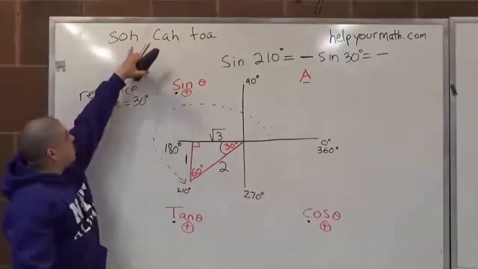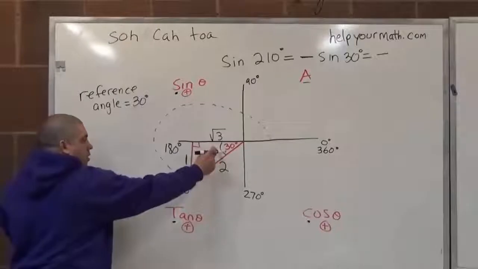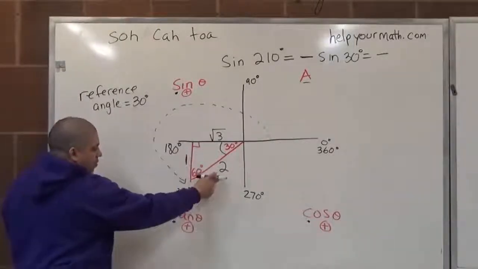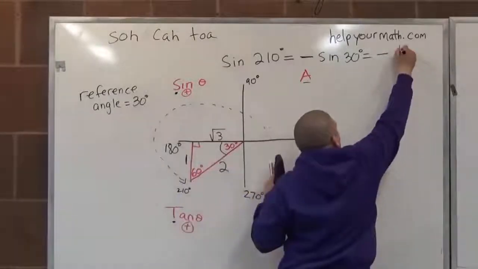Sine is opposite over hypotenuse. So over here, this is the opposite side, which is 1, and this is the hypotenuse, which is 2. So it's 1 divided by 2.